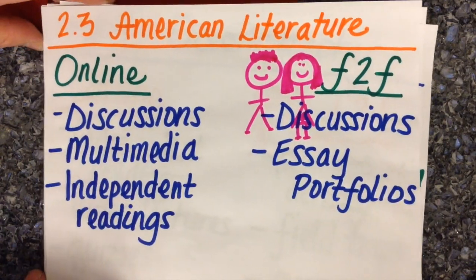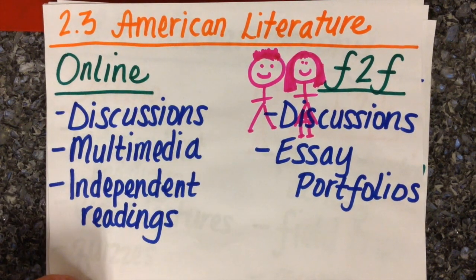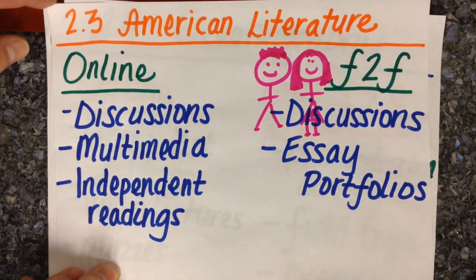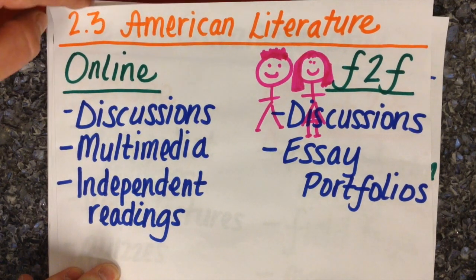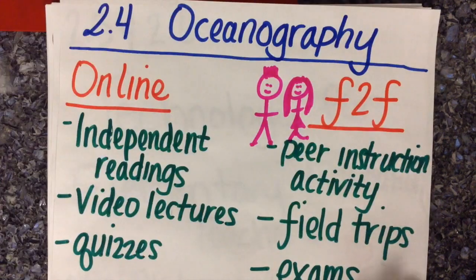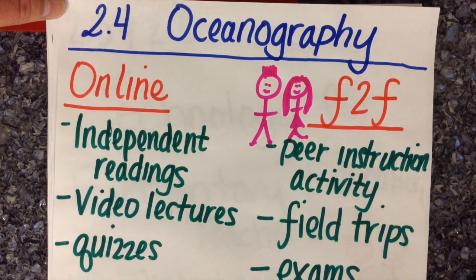Sections 2.3 and 2.4 give class examples of activities that happen online and face-to-face. Face-to-face for this American literature example might include discussions and essay portfolios. In the 2.4 example of oceanography, the face-to-face activities might include peer instruction, field trips, and exams.